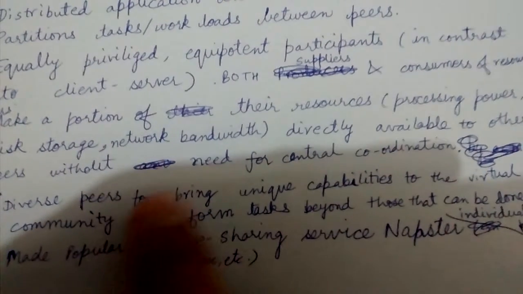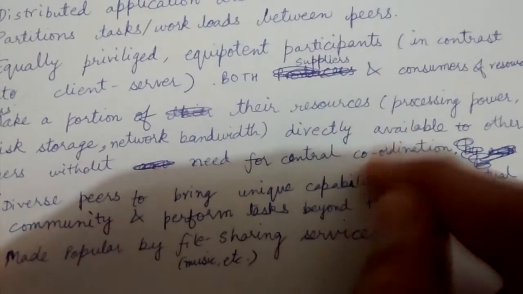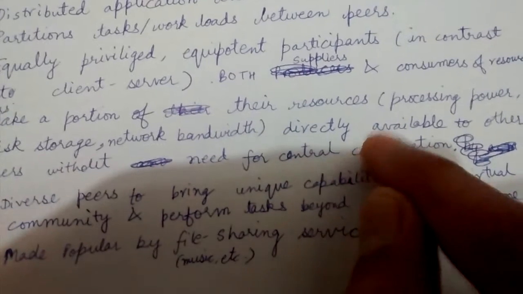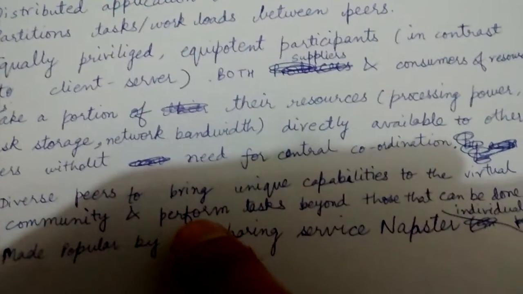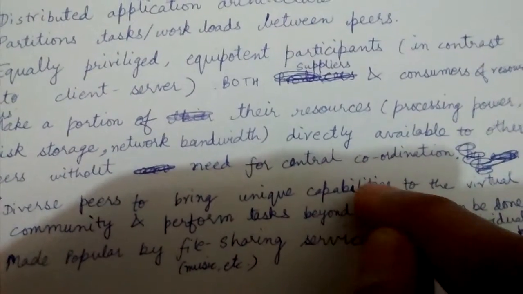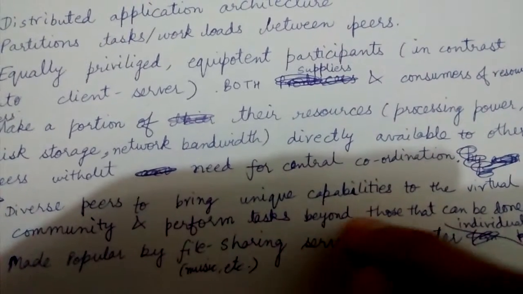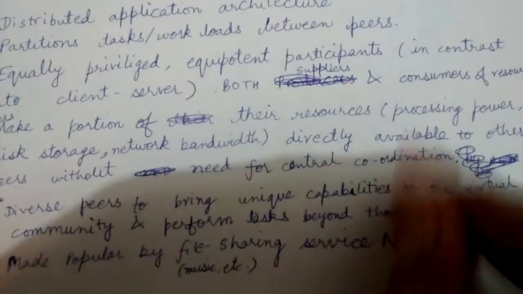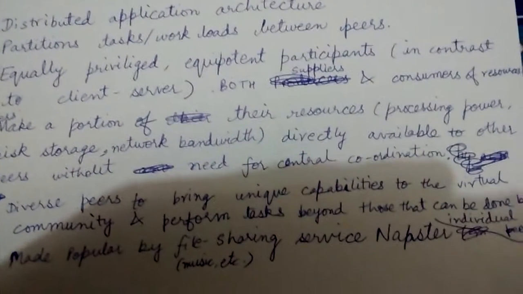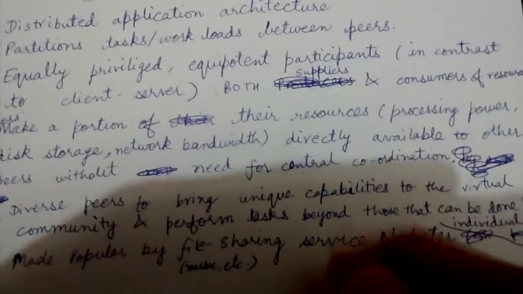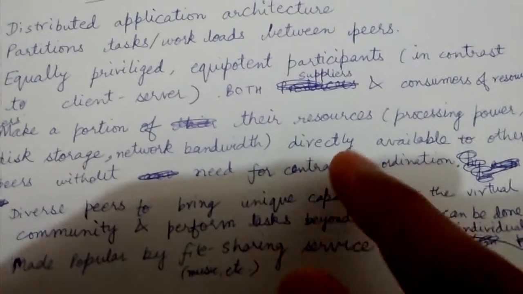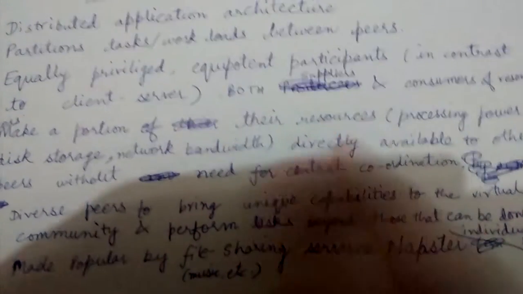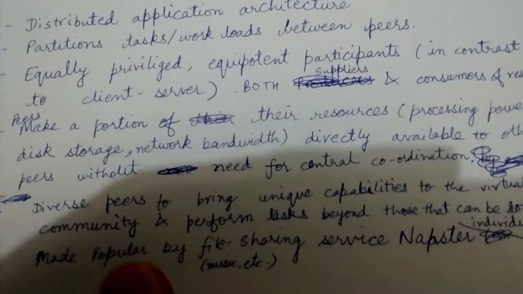So let's say one peer wants to use some of the computing power of another peer, so it need not go to a master. So there is no master slave relationship. It need not go to a master and say I would like to have some computing power from that node, and then the master will allow it and then it will go. So it's not like that. It can directly access the computing power of its peers.